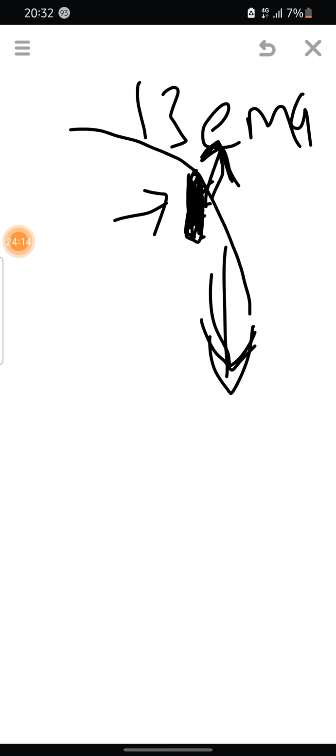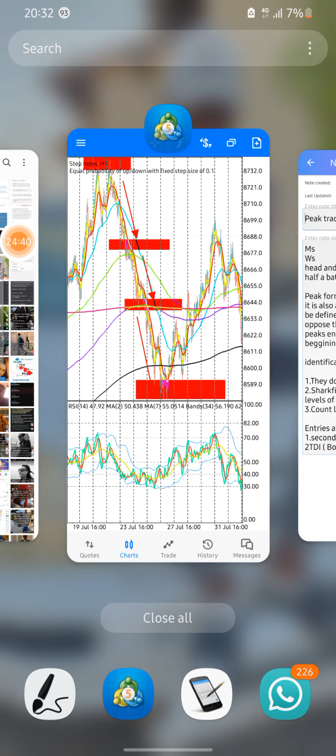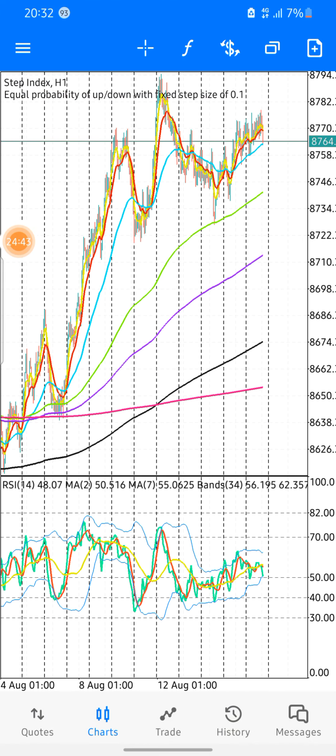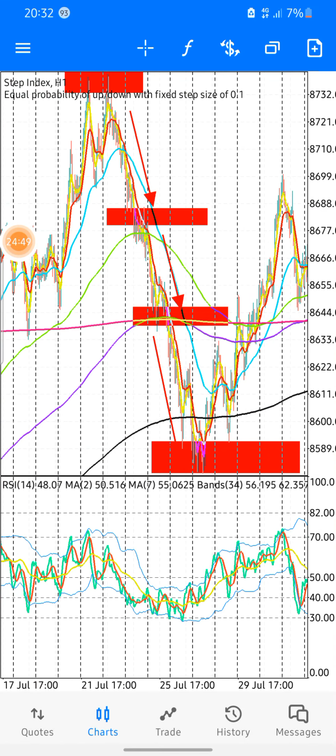So for peak trades, one might then use the 13 EMA strategy for entering trades. Okay, also we can check our TDI, the traders dynamic index, right? Our TDI, the traders dynamic index.